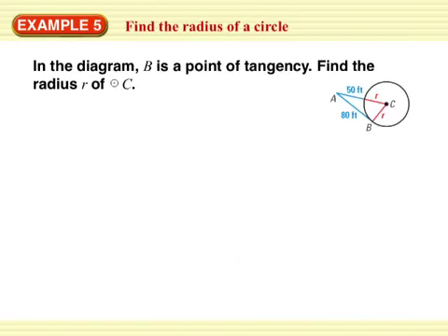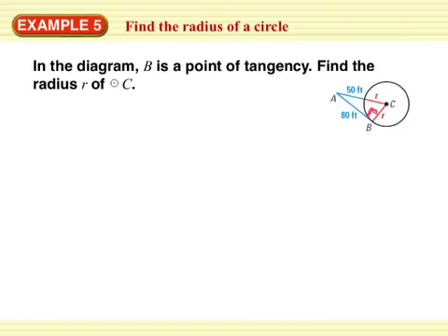Example 5, find the radius of the circle. In the diagram, B is a point of tangency, so AB is tangent. Since it's telling us it is, we know that this is a right angle. Find the radius R of circle C. Okay, focus in on this example. There's going to be a few of these in your homework, and I want to make sure you know how to do them. All right, Pythagorean theorem.